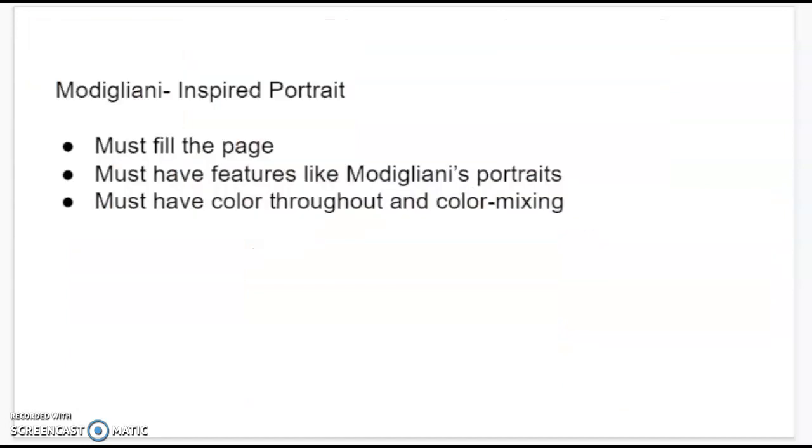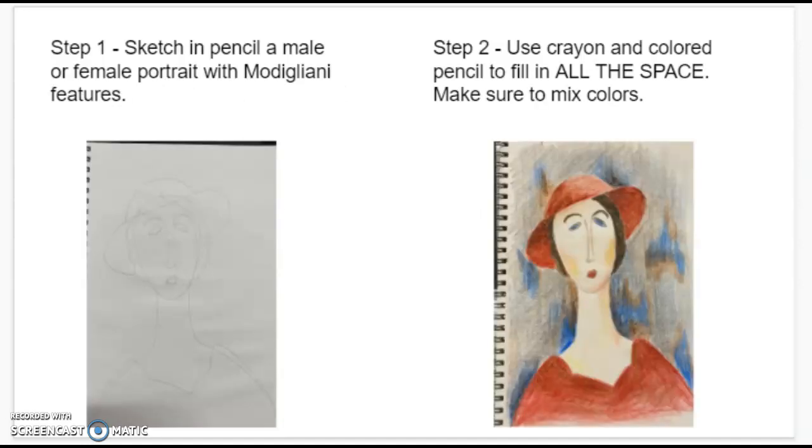So we're going to do a Modigliani-inspired portrait, and it must fill the page. It must have features like Modigliani's portraits, and it must have color throughout and color mixing. So we're going to do this in 2 steps. 1, we sketch in pencil either a male or female portrait with his features. We should know what those features are. And then step 2, we are going to either use crayon or colored pencil to fill in all the space. Be sure to mix colors.